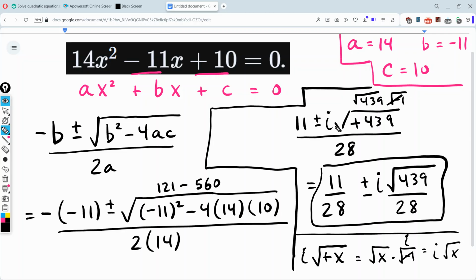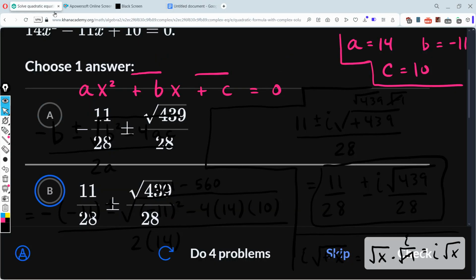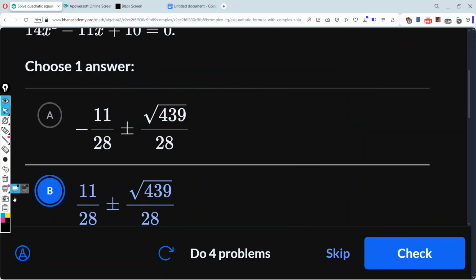Okay, so that's what I did right here. I had negative radical 439, and I just pulled out an I. Anyhow, that's it. 11 over 28 plus minus I radical 439 over 28. All right, and that is answer B. There you go, answer B.